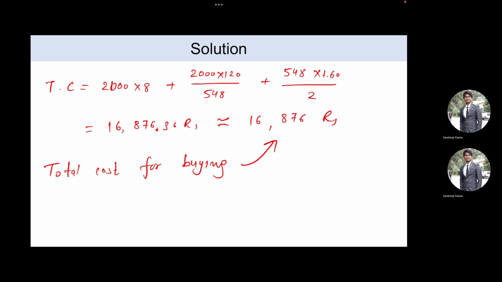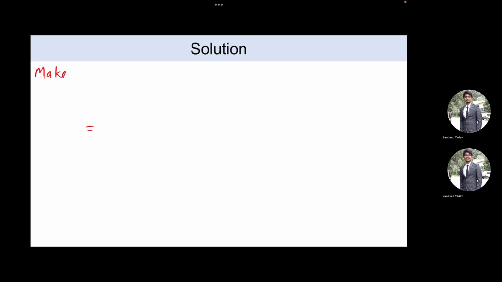This is the total cost for buying. Let's calculate the make option. Let's analyze the make option. Make option will be: C naught is given as 60 per setup. R is given as 2000 units per year.